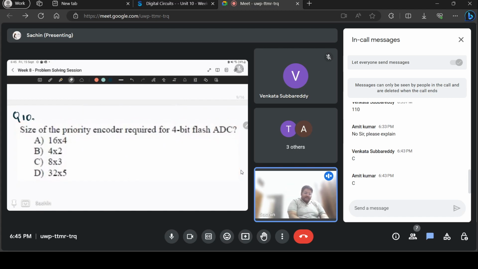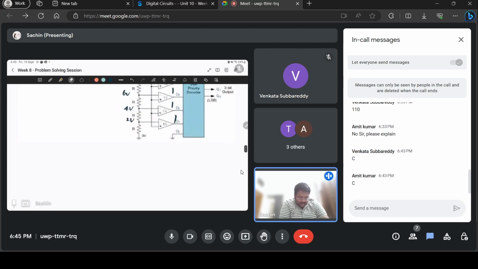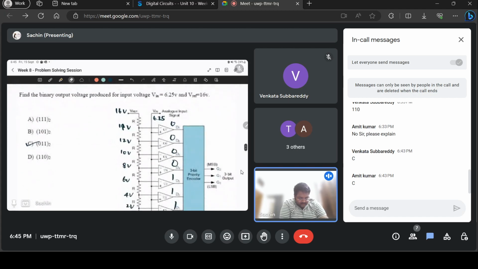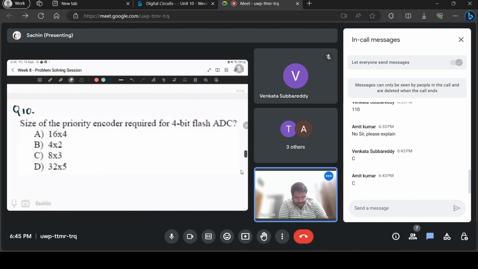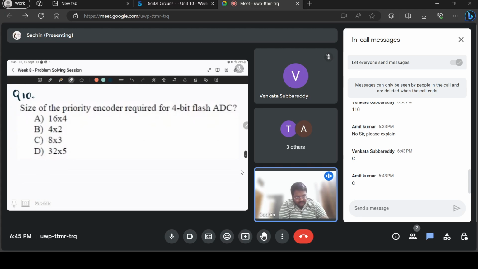This is also based on the previous circuit. Only thing is here you had 3-bit flash ADCs, so you can see that the output is 3 bits. Now they're asking you what is the size of the priority encoder you need for a 4-bit flash ADC.